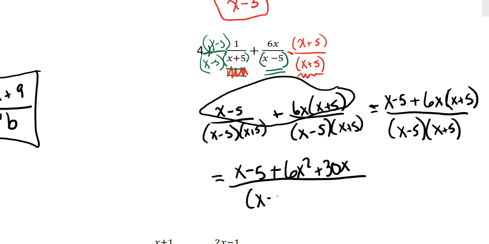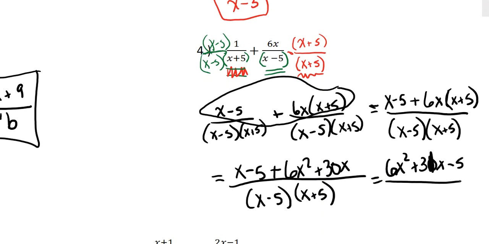That's all going to be over the same. I'm going to put this in order. Oops, I'm going to make that a 31x. I'll combine like terms right away. Over x minus 5 and x plus 5.